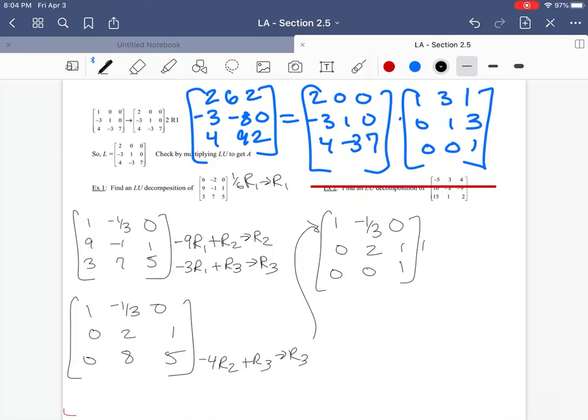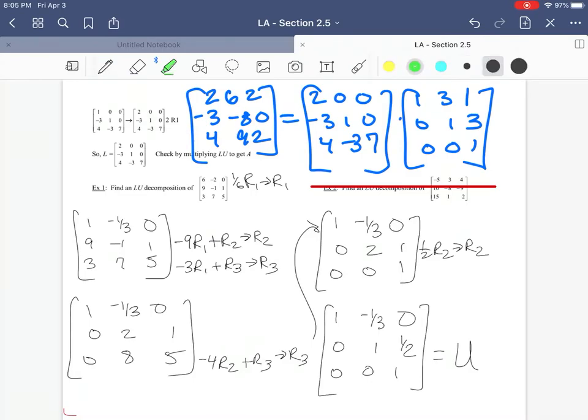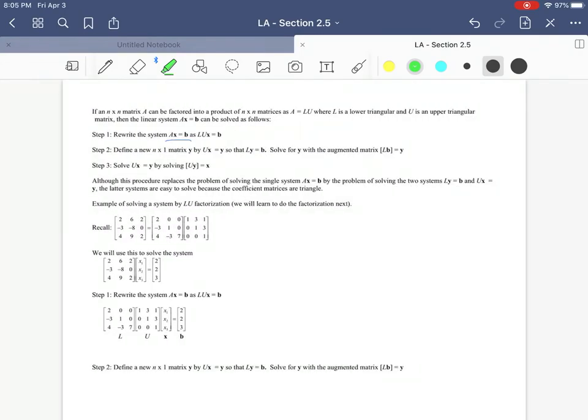All right, so now I'm going to do that 1/2. So 1/2 row 2 stays in row 2. So I have 1, -1/3, 0, 0, 1, 1/2, and 0, 0, 1. All right, so there's my upper matrix. Take note of that, and also we want to take note of our row operations, and we're going to go in backwards order. So you have this here, and I'm going to flip the page, and we're going to find our lower matrix.